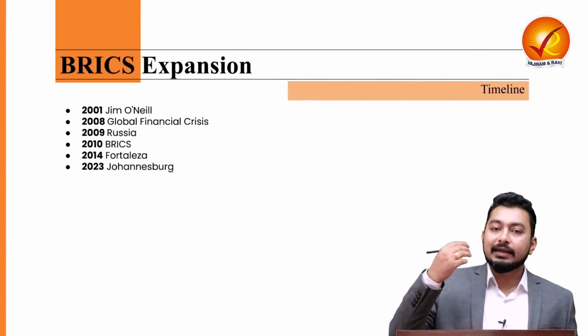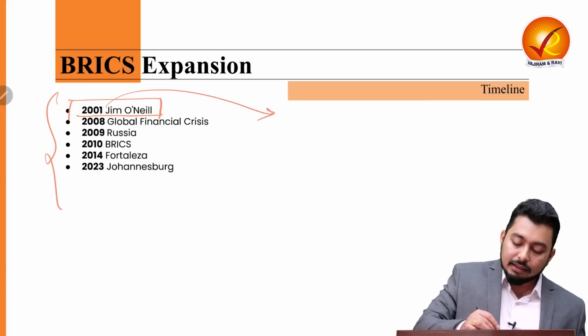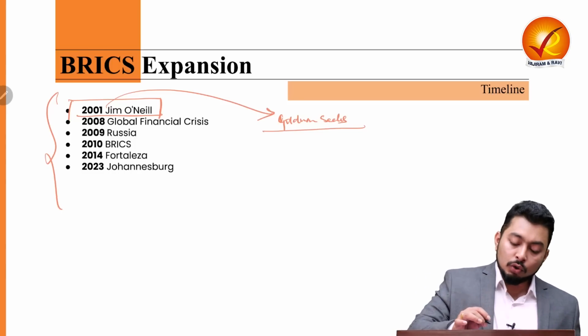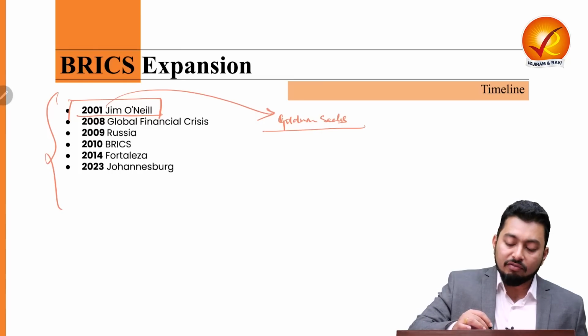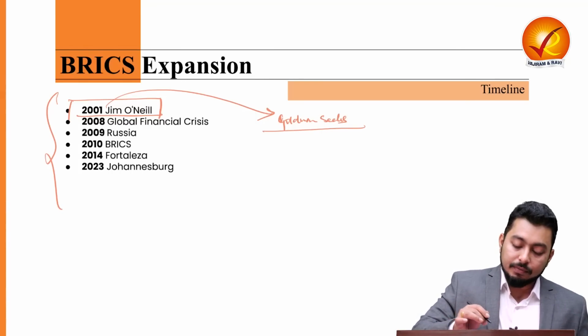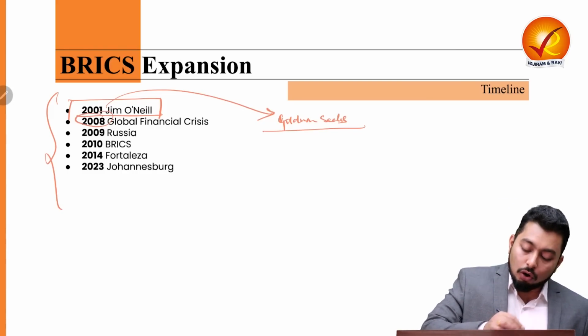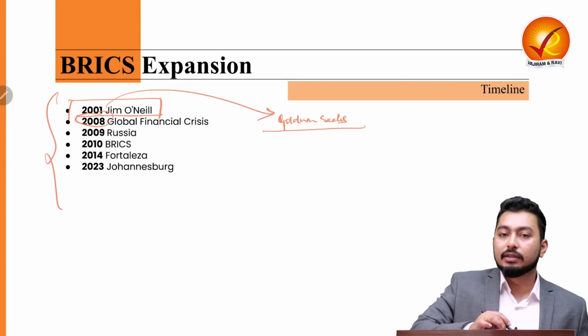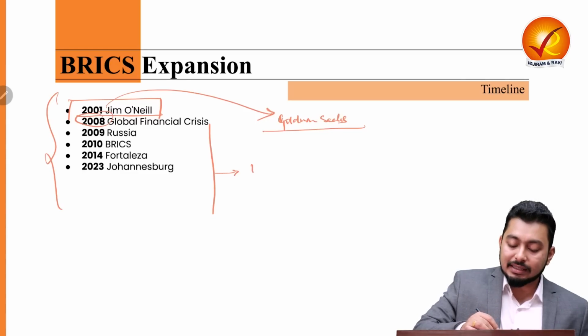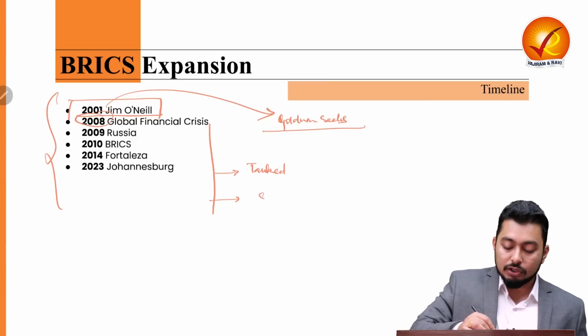Now let's try to look at the timeline. The proposal came from Jim O'Neill from Goldman Sachs about emerging economies. This was also the time when, along with BRICS, India was seen as part of the Fragile Five, right? A lot has changed, given that India has now become the 5th largest economy of the world. Then the world saw the 2008 global financial crisis. And what happened? The stock markets tanked all across the world. Then it led to a lot of slowdown.